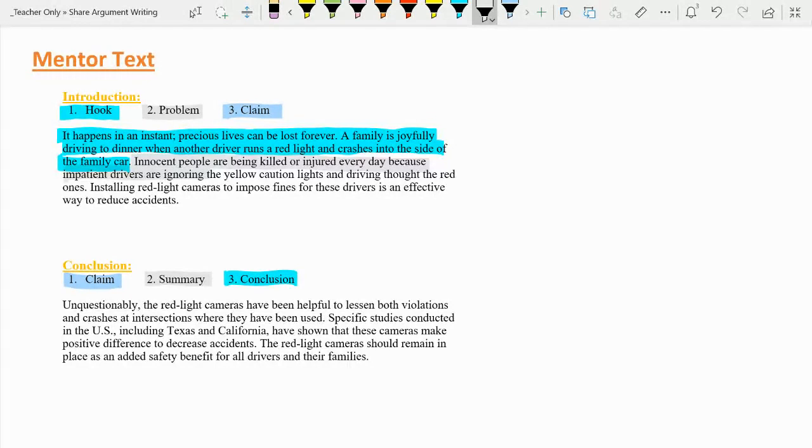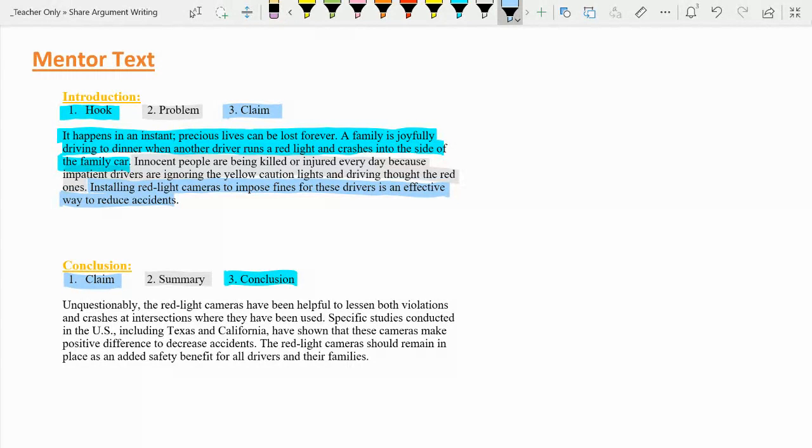There's a problem here, and in my paper, I'm going to argue something that can be done about it. So finally, the claim in the pale blue highlighter. Installing red light cameras to impose fines for these drivers is an effective way to reduce accidents. That is my claim. That's what every single paragraph is going to be trying to prove, that imposing these fines will reduce accidents and save lives. So then after that, I went into my 2 body paragraphs that talk about why imposing these fines would be good. After that, I had my counter argument paragraph. And then finally, my 5th paragraph here is the conclusion paragraph.